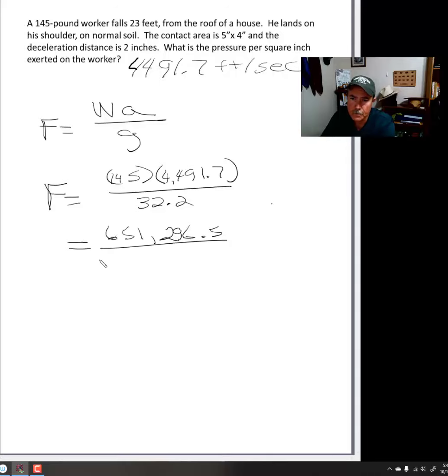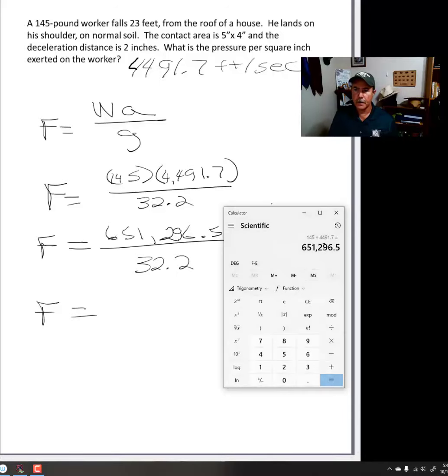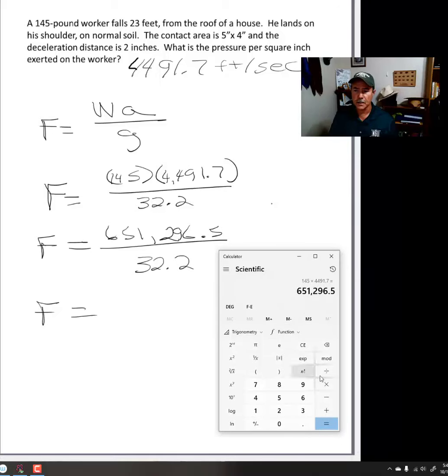651,296.5. Again, 651,296.5. Then our constant, go ahead and bring that down. All we have left is a division. We need to divide the numerator by the denominator. And I've already got this number, 651,296.5, in here, so I'm not going to enter it again.